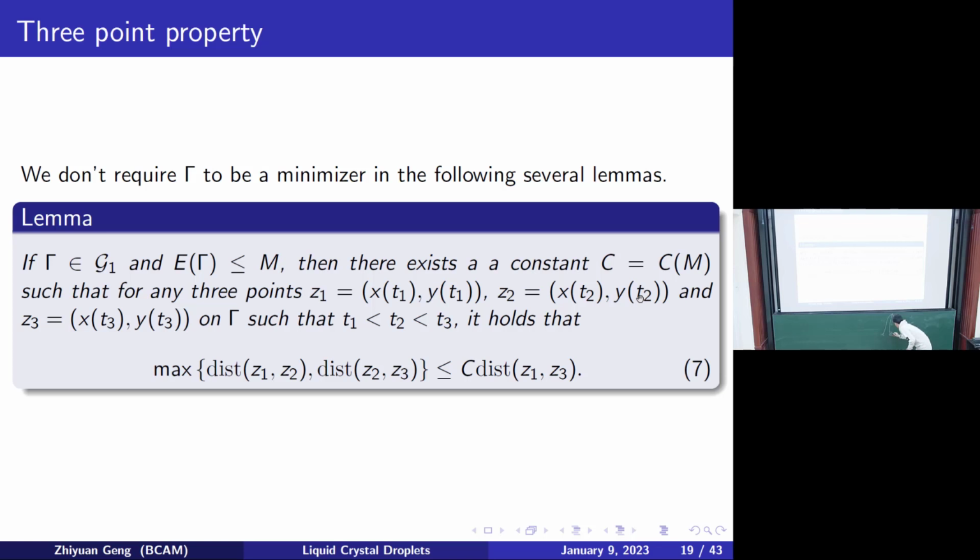This is J3. So the distance of this is bounded by the distance between J1 and J3, which means they cannot form this very sharp angle.